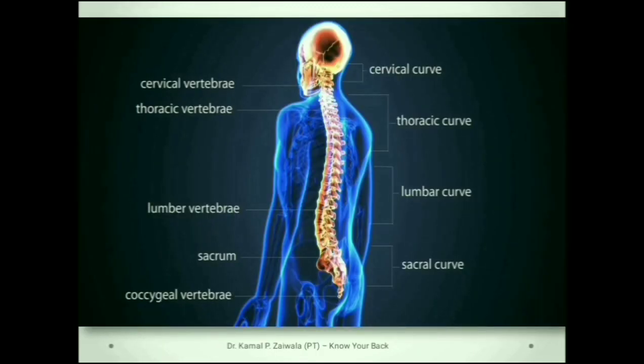So let us first understand our spine. Our spine constitutes four curves, that is the cervical curve, the thoracic curve, the lumbar curve and the sacral curve. In the current video, we will be focusing on the structures in and around the lumbar curve.